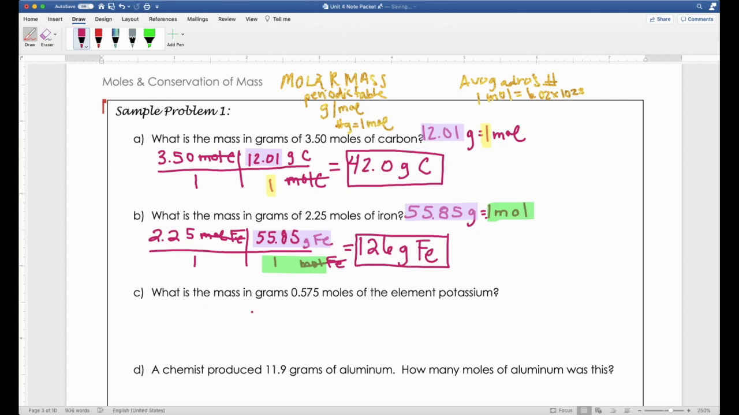You try C, because C is just like A and B, just with a different element. And I want you to pause this video and then restart it, and you'll see my answer pop up.